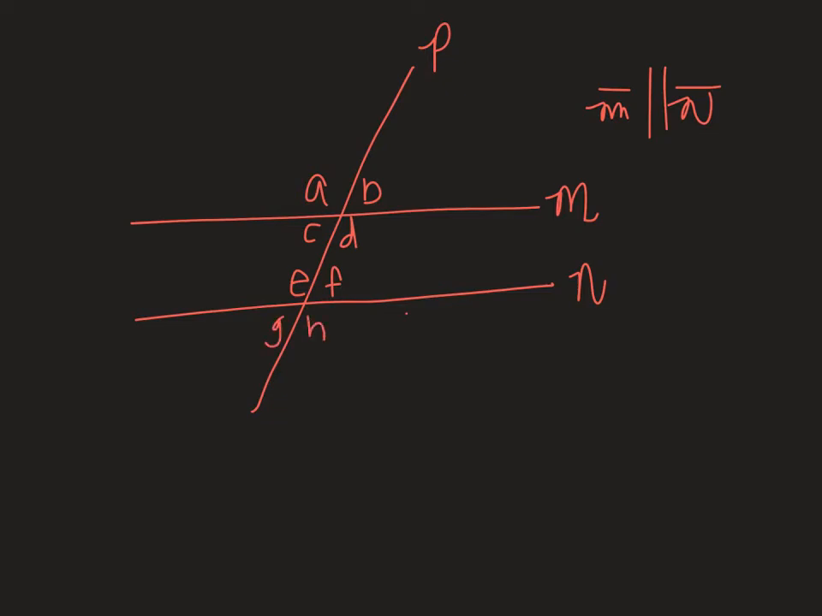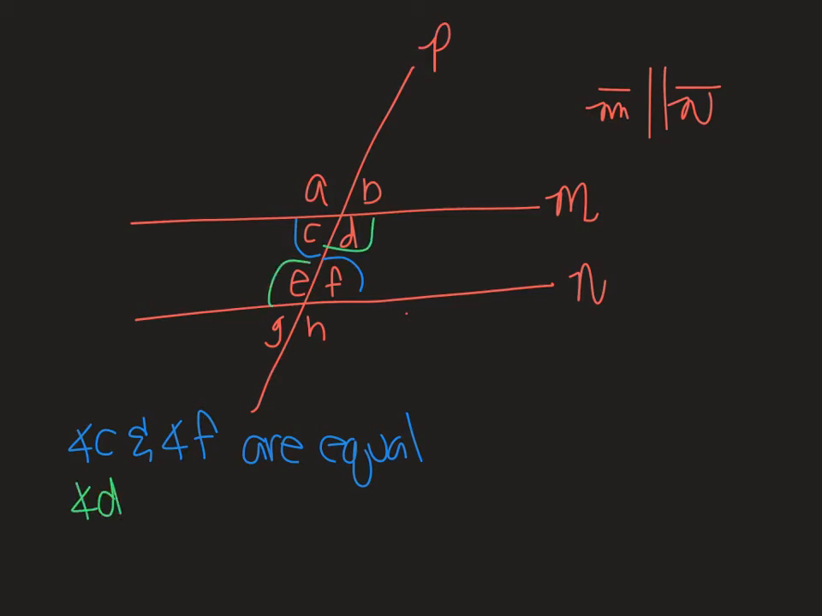So now we're going to take a look at what happens to these special cases here. So first thing is that angle C and angle F are what we call alternate interior angles. And alternate interior angles are equal. So this also means that angle D and angle E are equal because they are alternate interior angles.